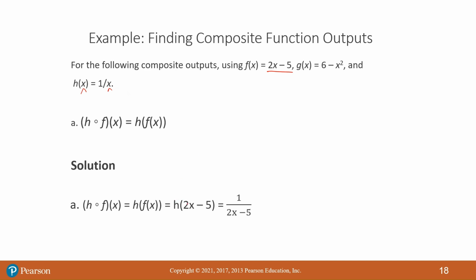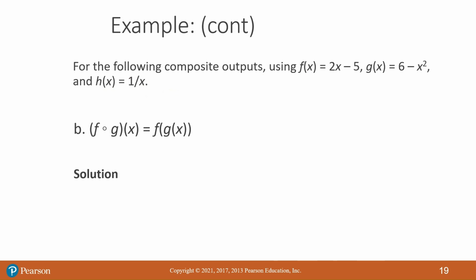So looking at it, h of 2x minus 5 is the same thing as 1 over 2x minus 5 because I'm putting that f of x function in where this x is here in my h of x function. I simplify if possible. Here I can't simplify, so I'm done.